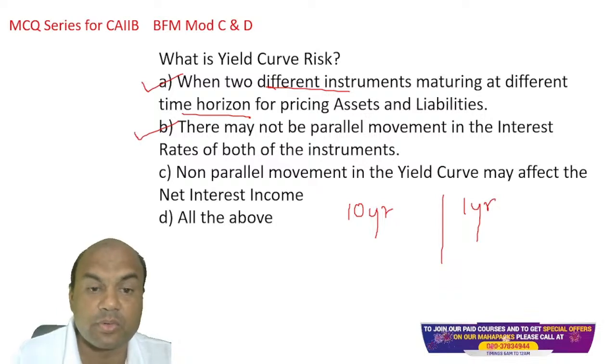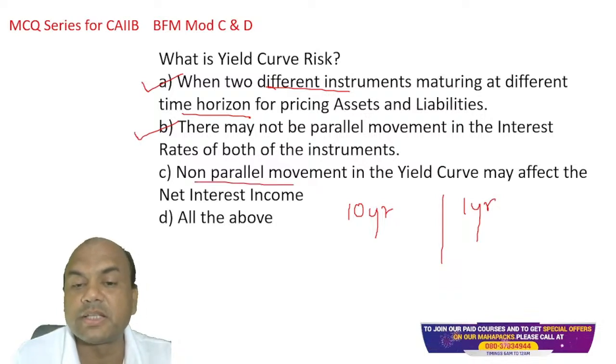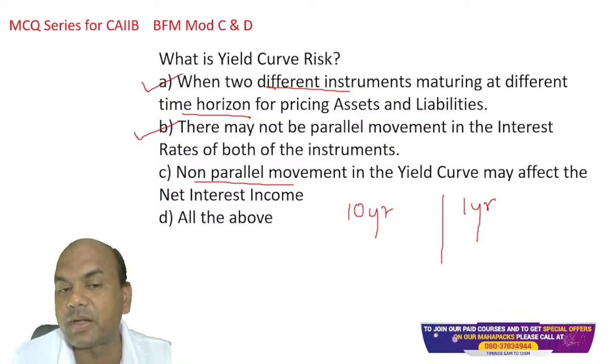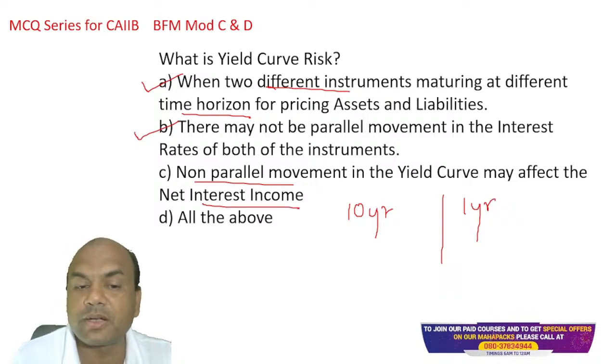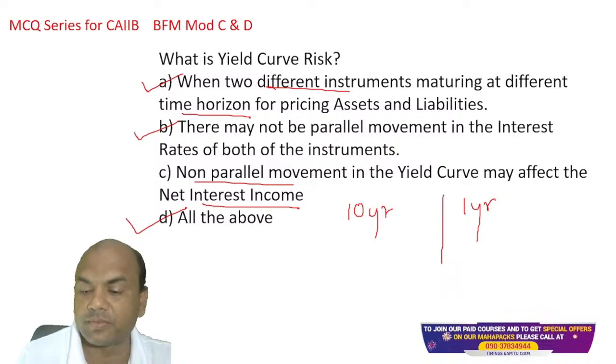So that's also true. Non-parallel movement means this is changing differently, this is changing differently. So net interest income will be affected. So the answer is all of the above.